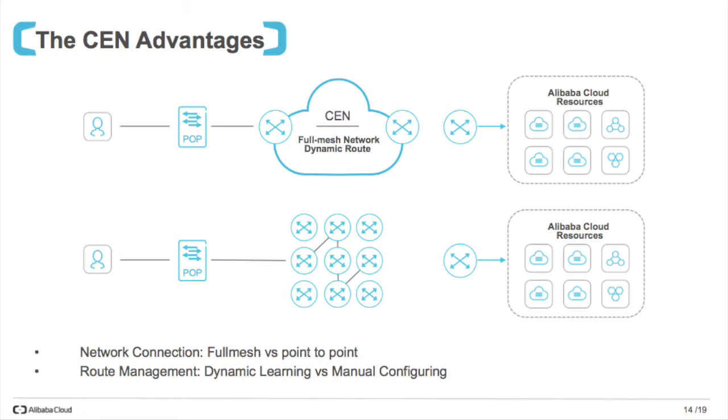While currently, based on CEN, when the VPC or VBR is attached into CEN, then the network is established in a full-meshed way. The routing is distributed automatically. In this way, the burden of maintaining and operating the network is reduced.